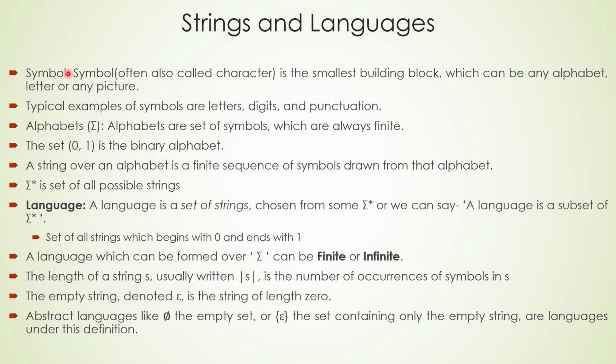So the first one is symbol. A symbol is the smallest building block, which can be any alphabet, letter or any picture. Symbols are generally known as characters. Typical examples of symbols are letters, digits and punctuation.